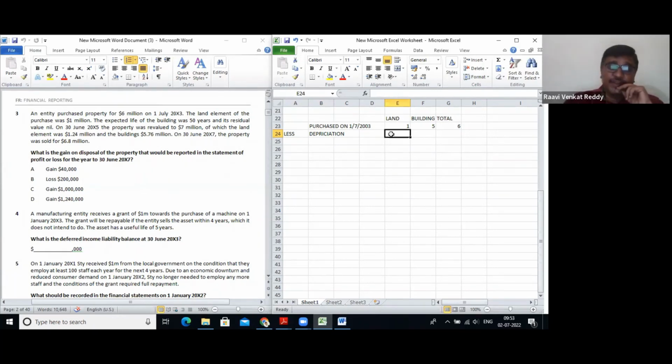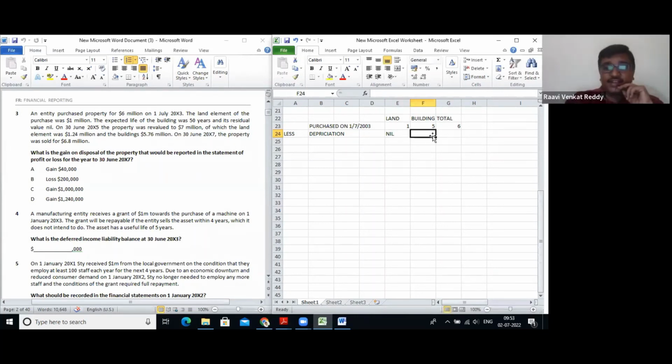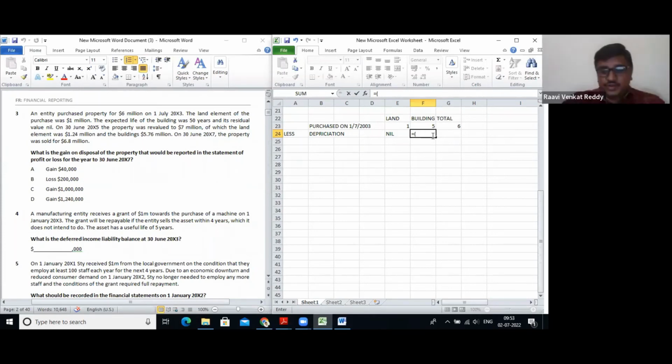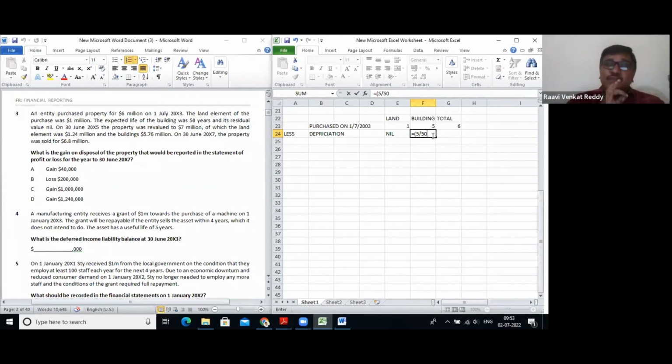Will there be any depreciation on land? No, sir, it is nil. Then for the building, can you assist me how to get the depreciation value? 5 million by 50 years. Very good. 5 million divided by 50 years, that is, the cost of the asset is 5. Because they mentioned that there is no residual value, I assume it as 0.